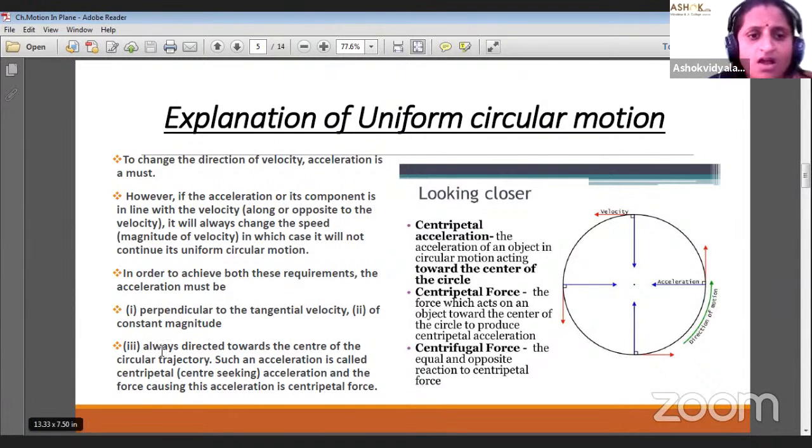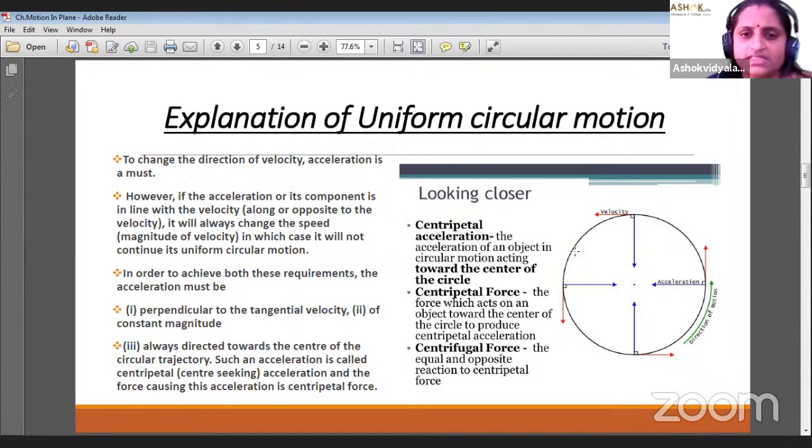Again, I will explain. Such an acceleration, always directed towards the center of the circular trajectory, is called centripetal acceleration, and the force causing this acceleration is called centripetal force. Opposite to the centripetal force is the centrifugal force, which is away from the center of the circle.